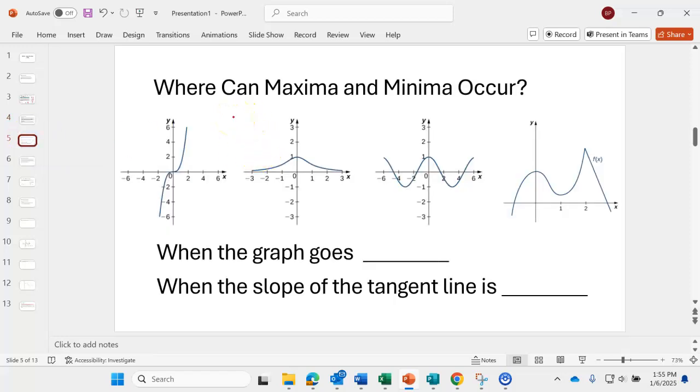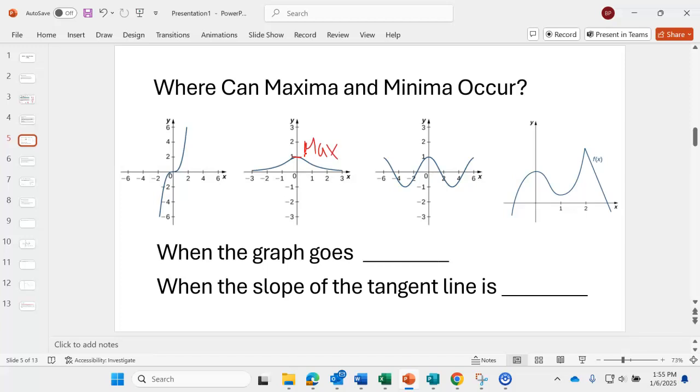Now the question becomes, where can maxima and minima, this is the singular version of those two words, where can maxima and minima occur on a graph? So if I take a look, for example, at this graph in the middle, it's pretty clear that this spot here at the top is going to be a maximum. We can call that a max, for sure. And we're going to assume that this graph will continue forever in both directions. This one would not have a minimum.